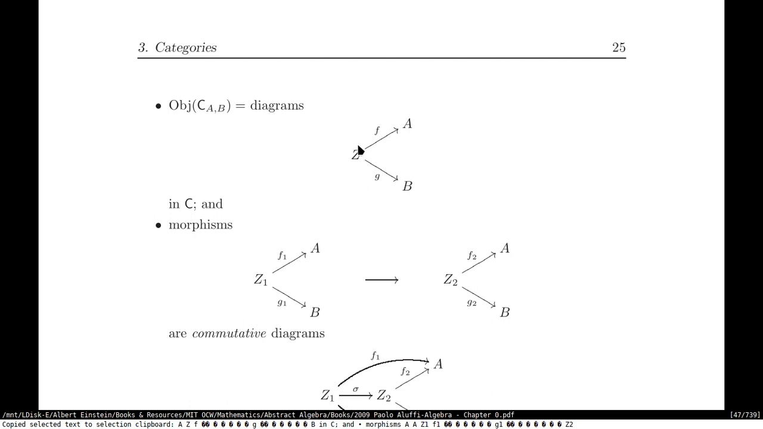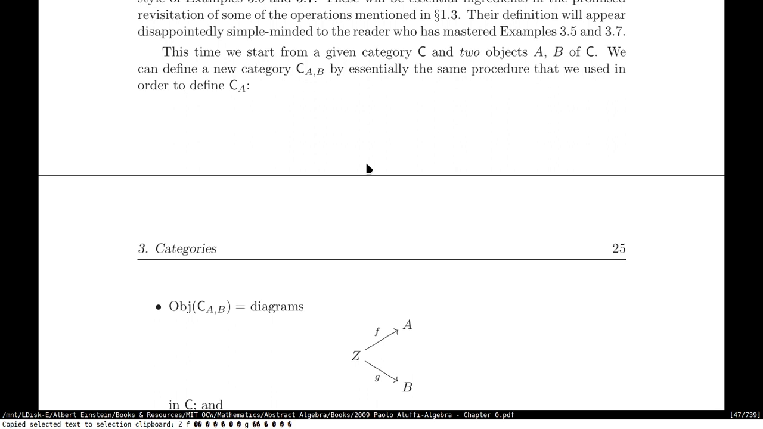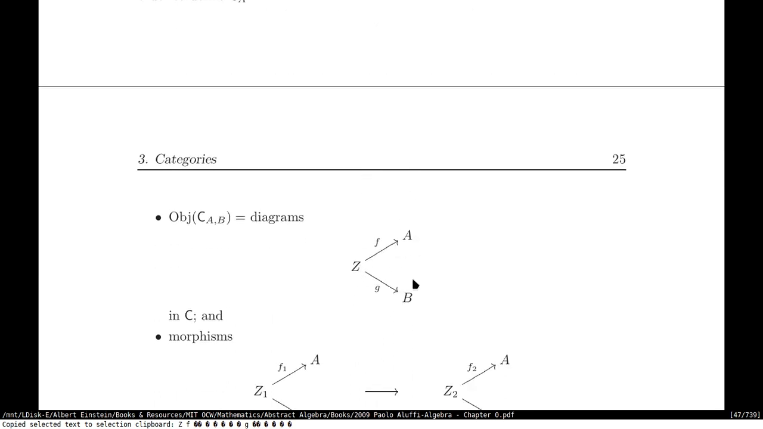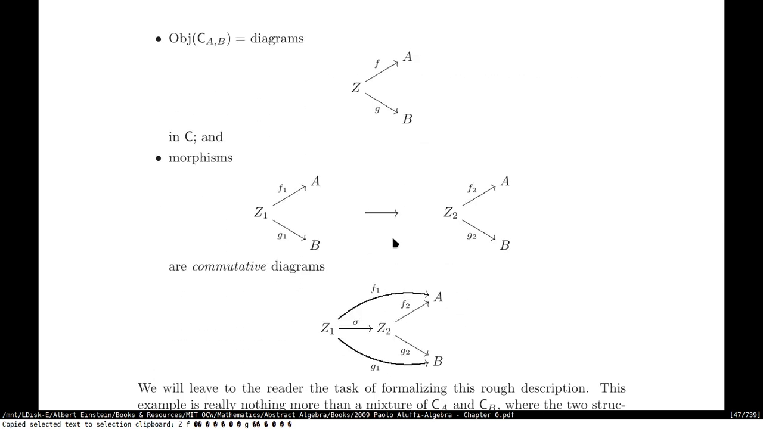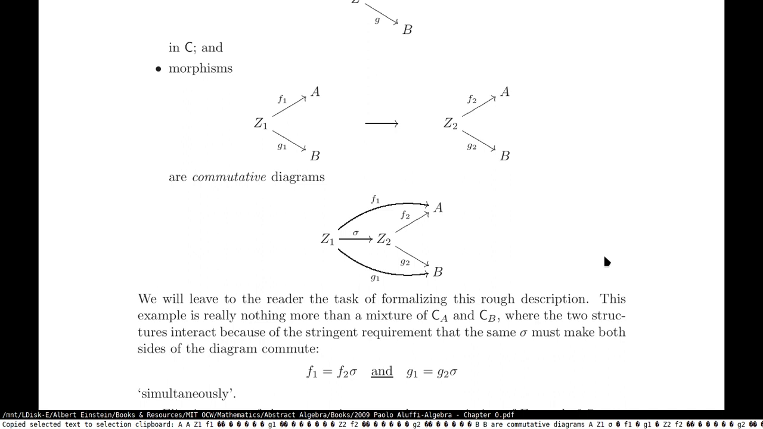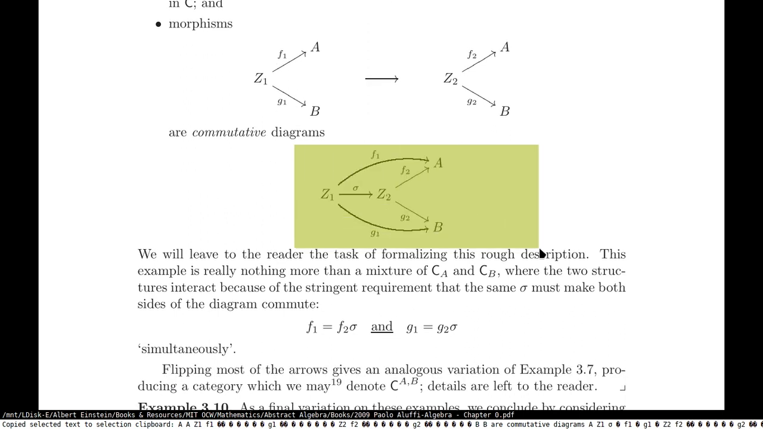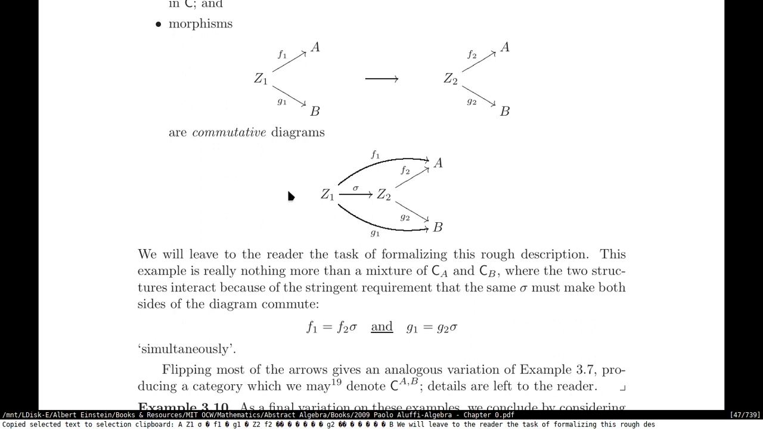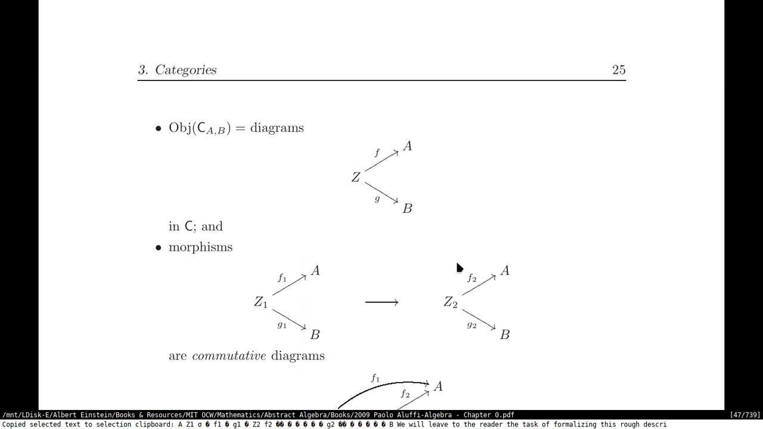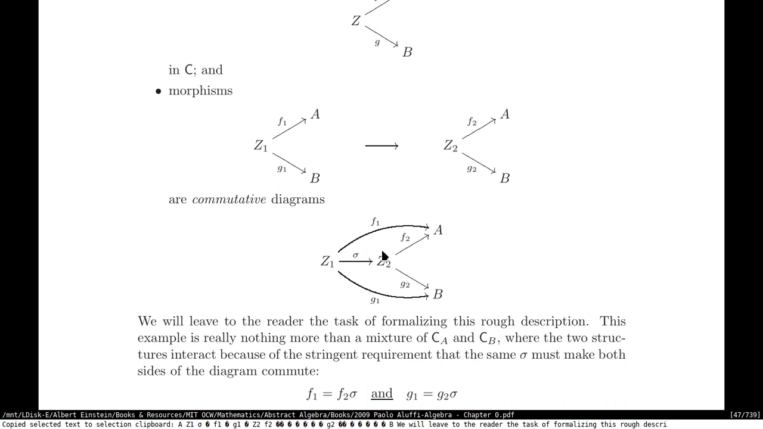You have one fixed object, and you have the other two from C. So these diagrams are the objects, and then the morphisms would be, again, morphisms between these two objects. So you have Z1, Z2, F1, G1, and F2, G2, and you have these morphisms. For this, you can represent a nice commutative diagram, which looks very nice, at least to me. You have a nice representation of how the objects in this category are related.